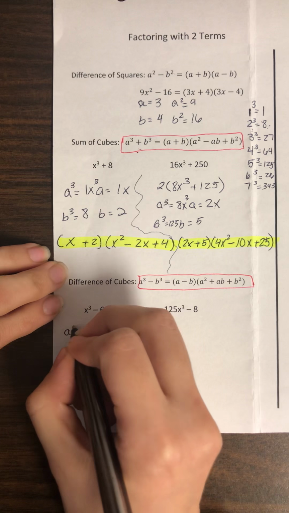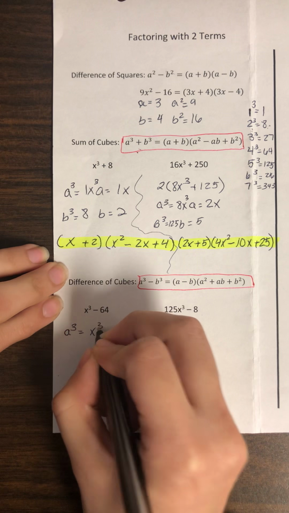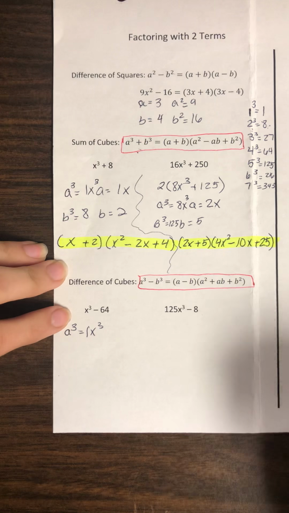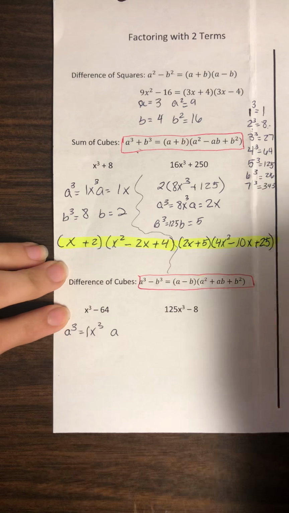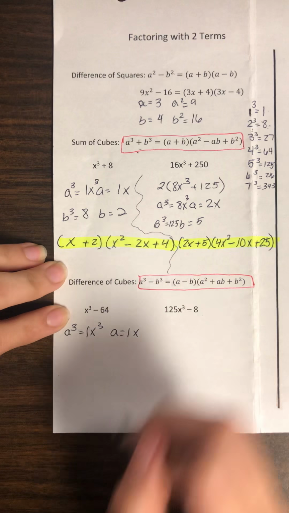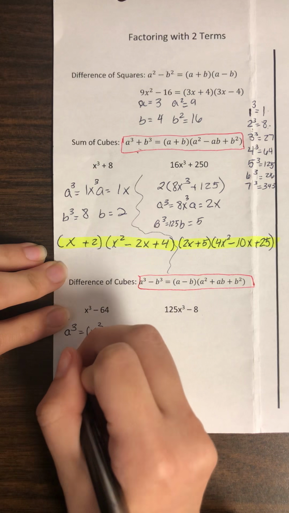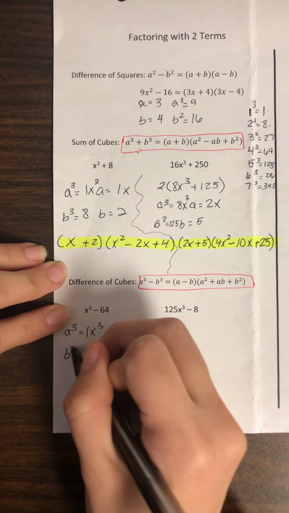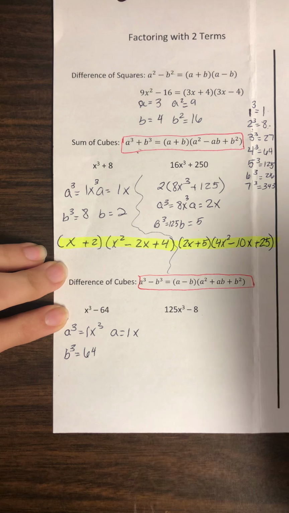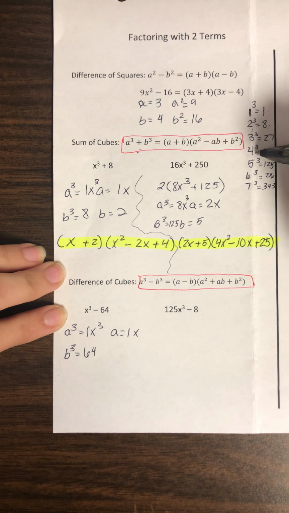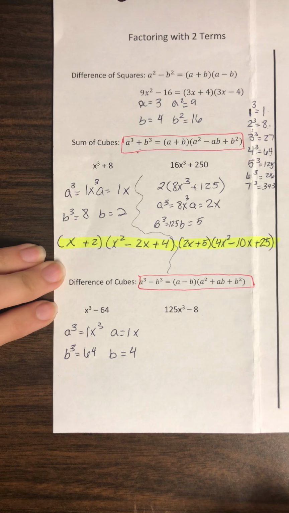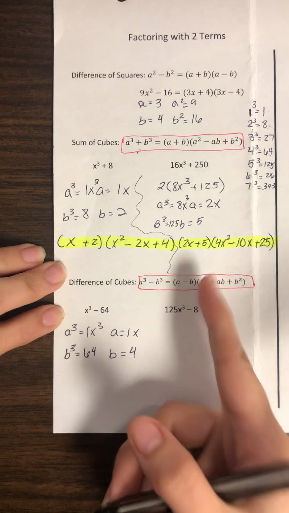My a cubed is going to be x cubed, which is a 1, right? Because if there is no number in front, it's implied that it's a 1. So that means my a is going to be 1. Remember, don't forget that x. Now b cubed is my 64. That means my b is going to be 4. And that's it. Just plug into your equation.